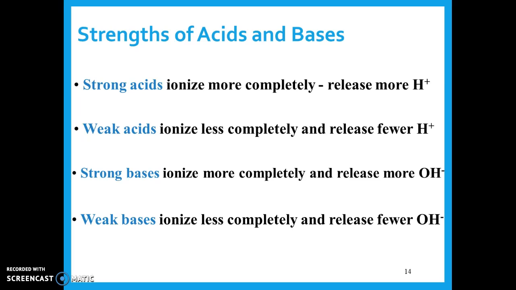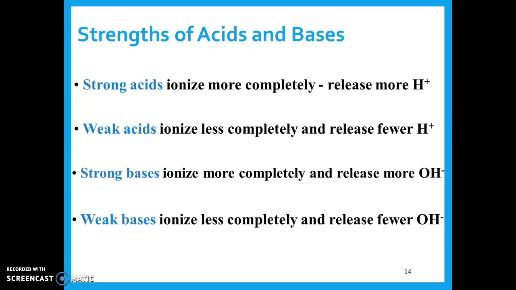So if you want to write this down, ionize means that in water, the substance breaks apart and releases ions. Okay? Ionize means that in water, the substance breaks apart and releases ions.